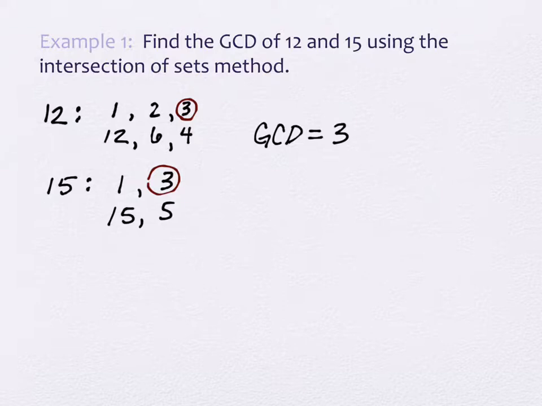It's called intersection of sets because these are sets of numbers, like I could write them in set notation. An intersection, remember, means what do they have in common? So that's what we're looking for.